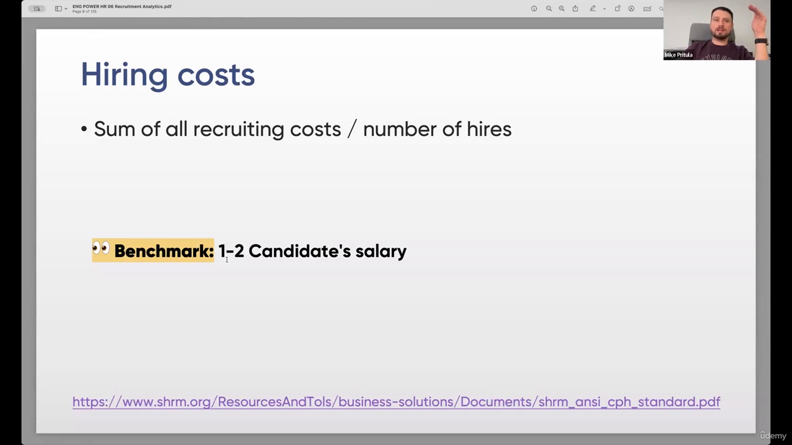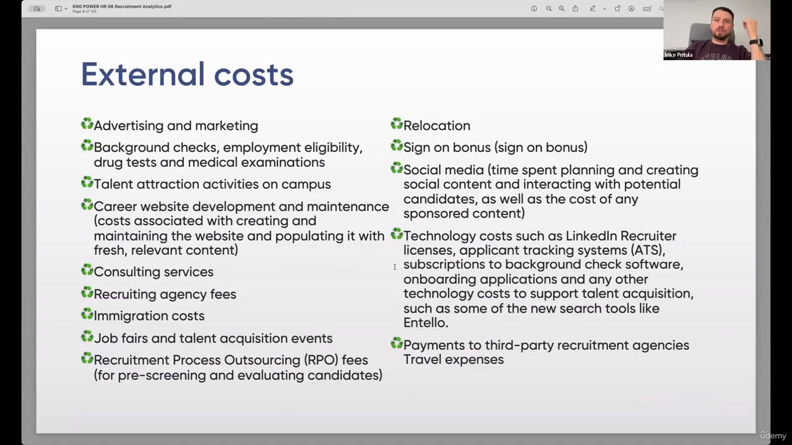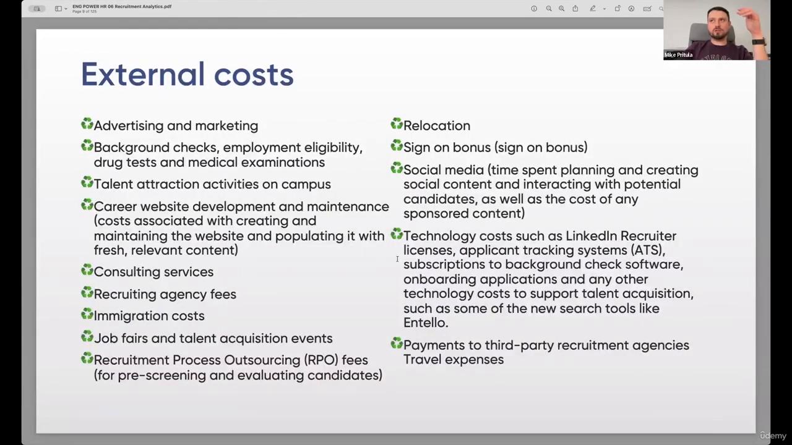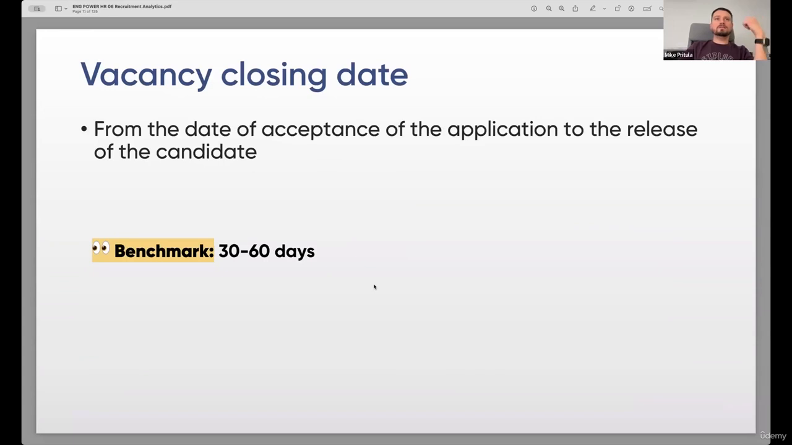And the benchmark here is 1 or 2 monthly candidate salaries. So it's monthly salaries. What kind of costs do we calculate here? We calculate external costs and internal costs, right? So just make sure that you don't miss anything here. Then vacancy closing date. The benchmark here depends on the difficulty. So the more difficult the vacancy, the more days you need to close the vacancy.